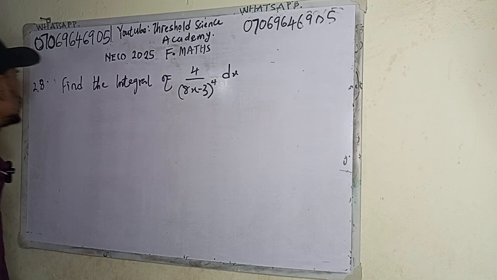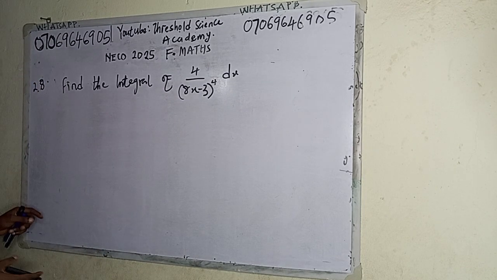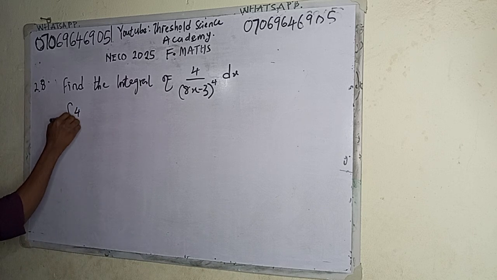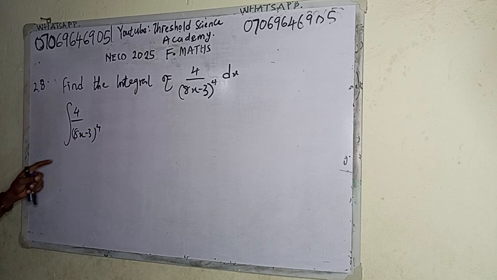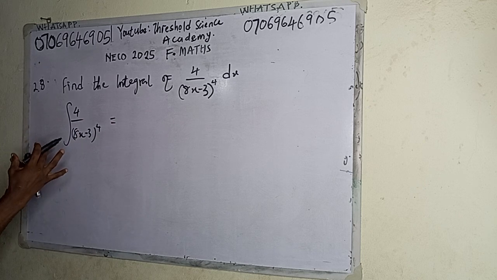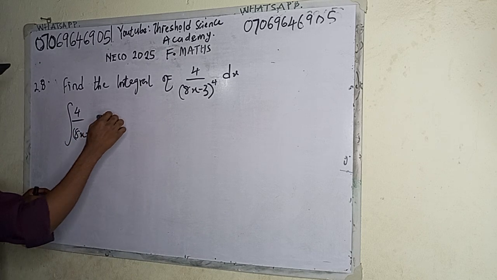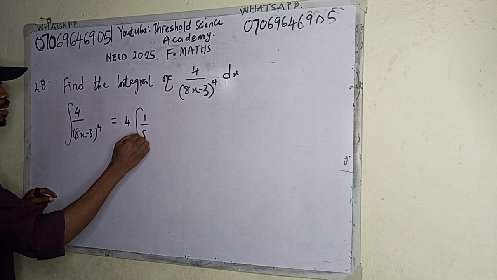Okay, so the number 28 question says to find the integral of this expression. These are definitely integration. So the integral of 4 all over (8x minus 3) all raised to power 4. Now what we do here is that we try and take out the constants. Obviously the constant is 4, so I'm going to be taking it out. I'm having 1 all over (8x minus 3) all raised to power 4.